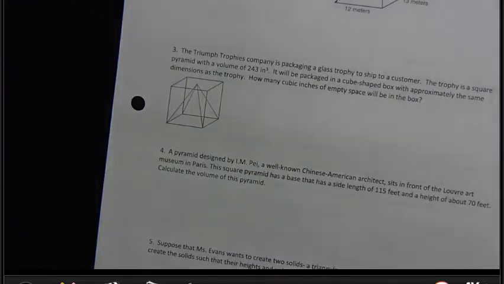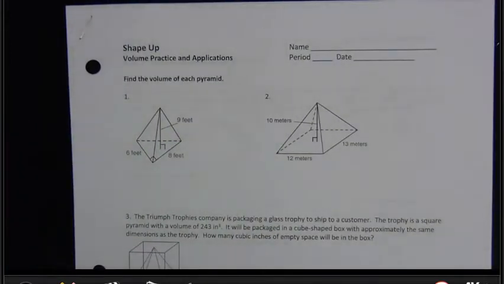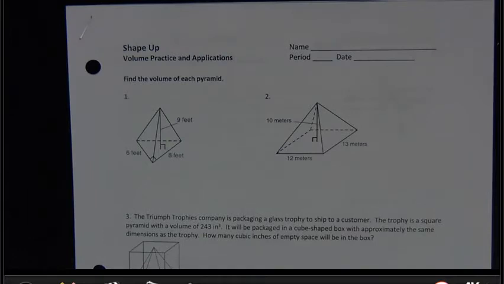If you would please find your shape of volume practice and applications. All right, give me just a second here.